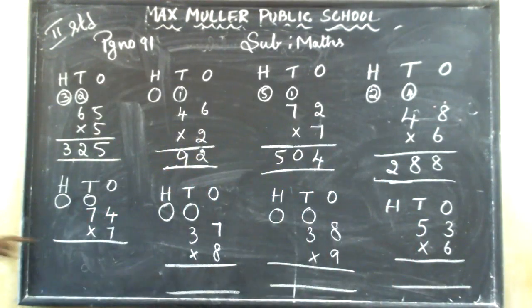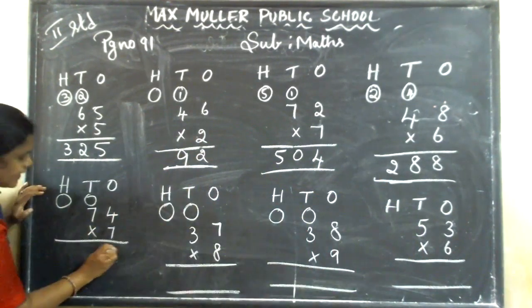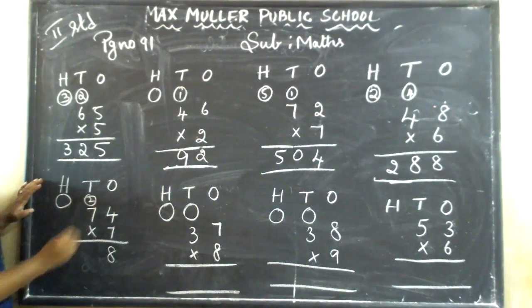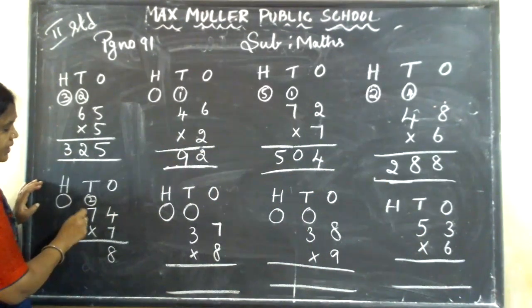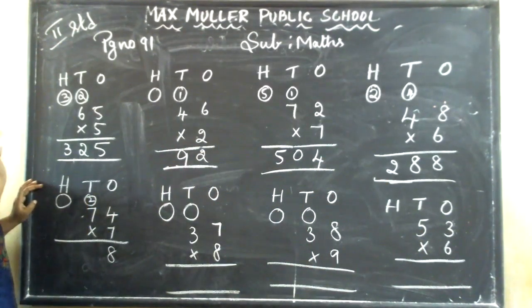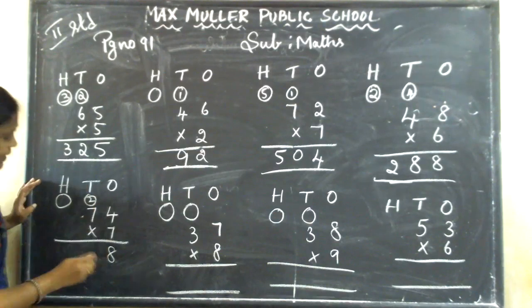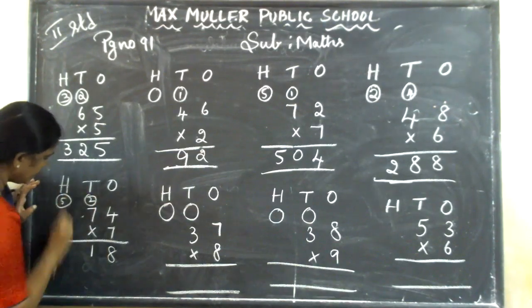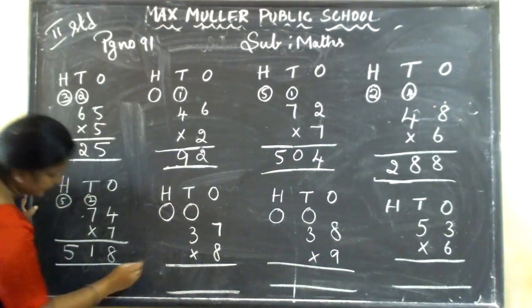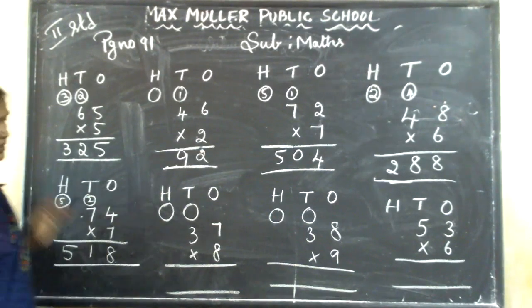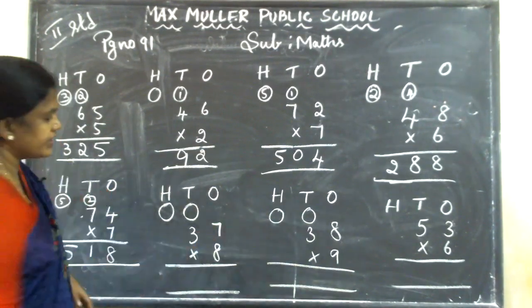Now see, children. 7 4s are how much? 28. 8 you write here. 2 carry to the tens column. 7 7s are 49. 49 plus 2, 51. 1 you write here. 5. 518. Now next. 8 7s are 56.